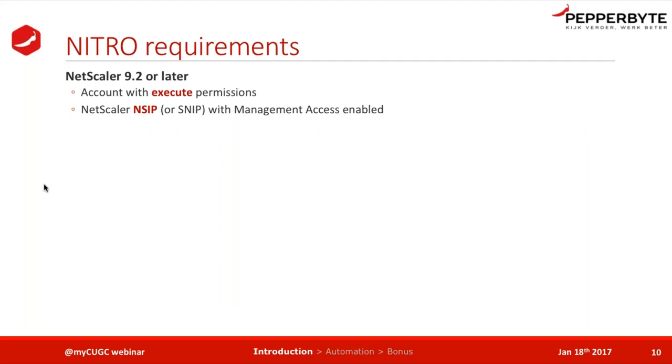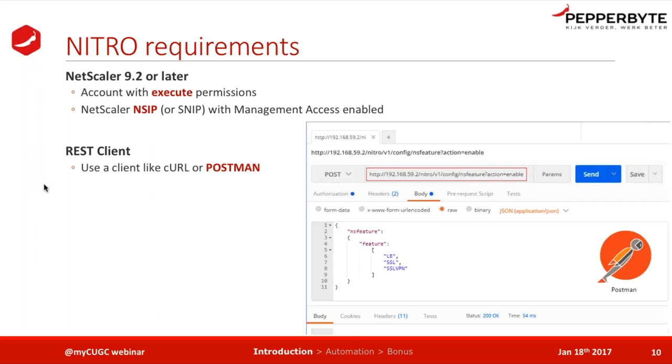Because what you need, if we are talking about using NITRO, is an account to log on to NITRO with executive permissions. And you need to have the management access enabled on your IP address. So in this case, it's the NetScaler IP address that I'm using in my examples, but you could use the subnet IP or a dedicated virtual IP, because it will link to the NITRO services that are running on your NetScaler.